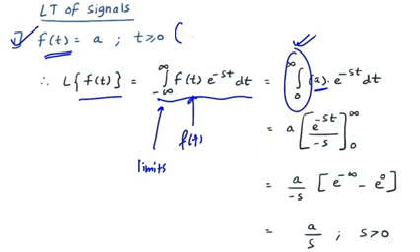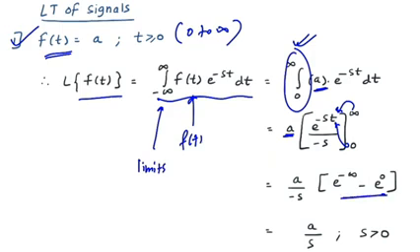So t is greater than 0 basically means 0 to infinity. From 0 to infinity, my function is behaving as a constant, which is a. Now in this case, you can solve the integration. A is constant, take it outside. So the integral of e raised to minus st would be e raised to minus st upon minus s. Do the upper limit minus lower limit thing, because it is a definite integral.